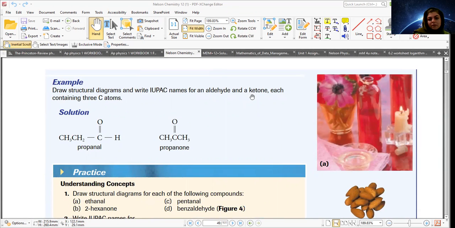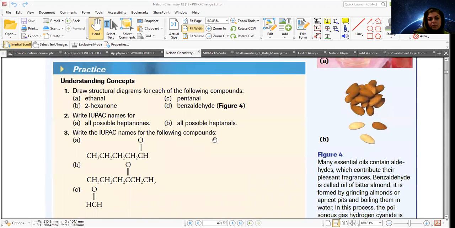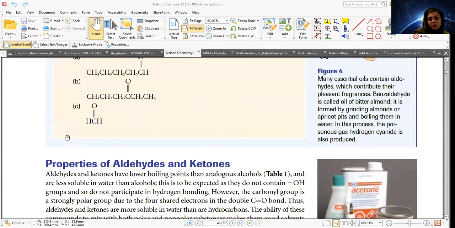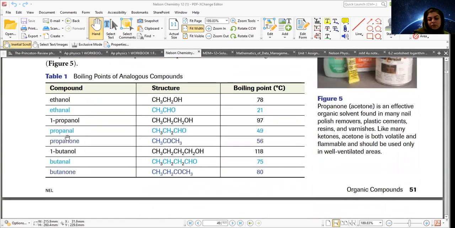Name aldehyde and ketone. Okay, 3 carbons. If this is the aldehyde, the double bond with oxygen is going to be at the end carbon. If this is a ketone, the double bond with oxygen is going to be in the middle carbon. But to do the practice, you do questions number 1, 2, 3 on page 51.